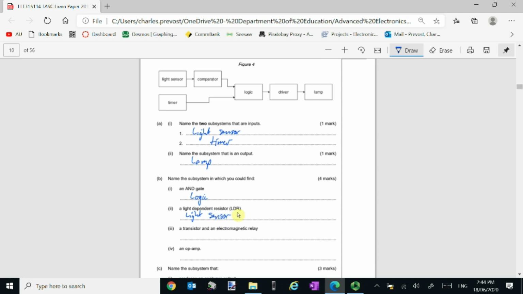Transistor and an electromagnetic relay. So we use a transistor and a relay as a buffering circuit where we take a small control signal to switch a large current or maybe even a high voltage circuit. And so we would find that on the output of the logic circuit, but before the lamp. So this would be the driver circuit.